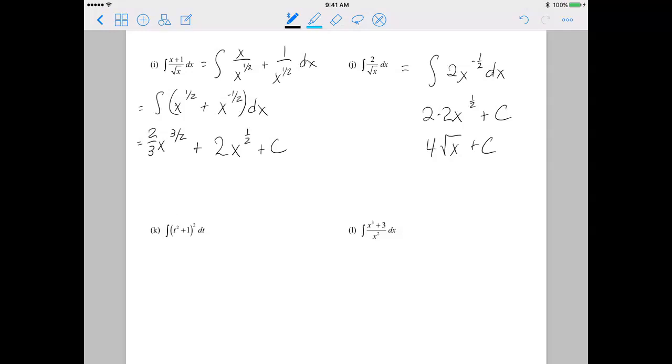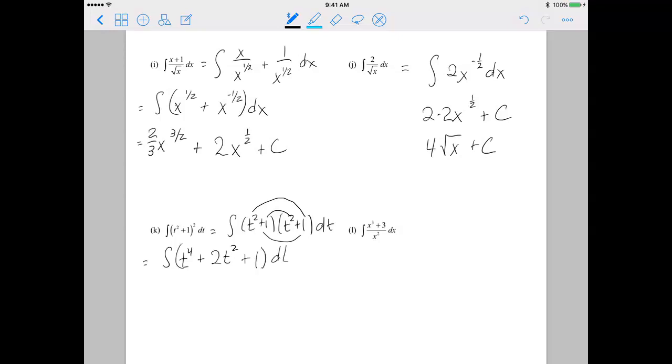Okay, in K, we have the integral of (t squared plus 1) all squared dt. What we have to do in this case is go ahead and square out the t squared plus 1. So if we think about this as being (t squared plus 1) multiplied by (t squared plus 1) dt, then that means this is going to equal the integral of t to the 4th plus, we have 1 t squared here and another t squared there, so that's a total of 2t squared, and then 1 times 1 is going to give me 1.